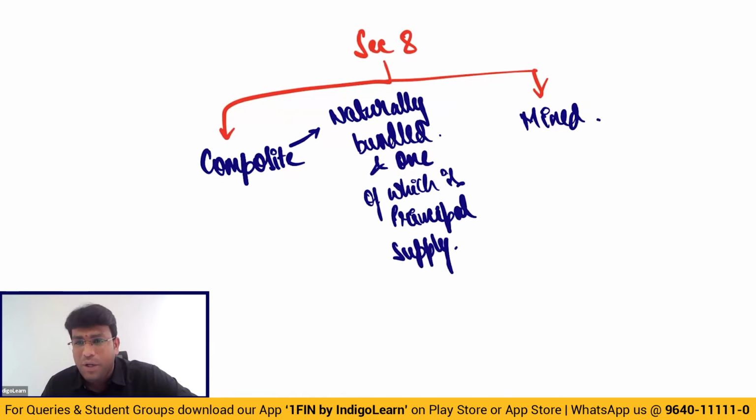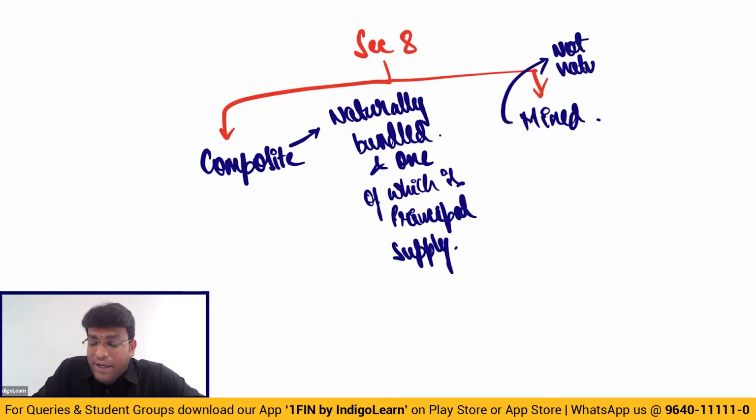Somebody is asking one more doubt. Can you give any practical example for actionable claim? That is the right to participate in a lottery. A lottery ticket is nothing but an actionable claim. Next point. So composite means naturally bundled and one of which is a principal supply. And mixed supplies are those which are not naturally bundled.